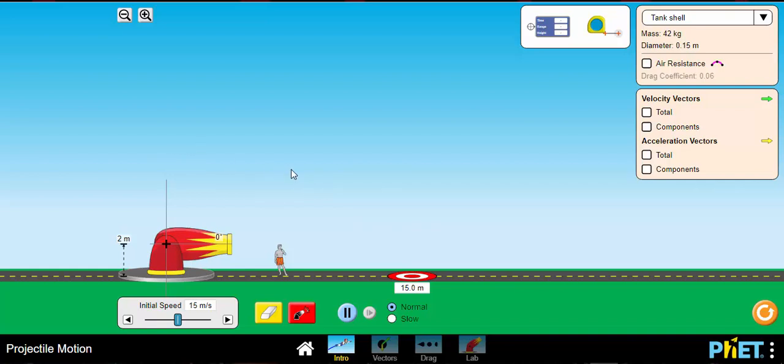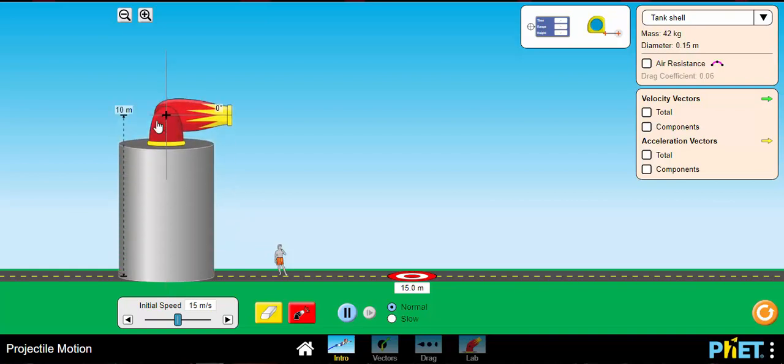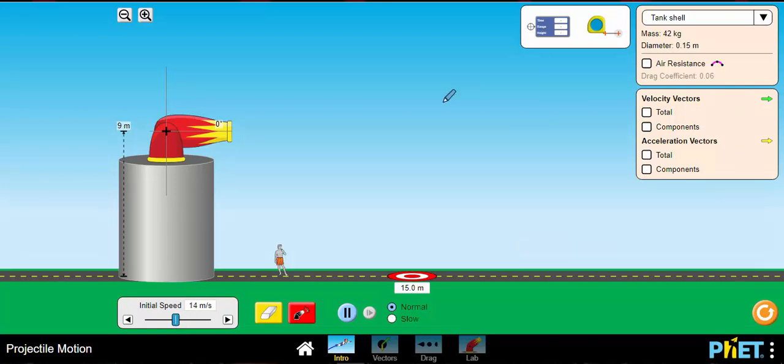So the first thing we want to do, if it's launched horizontally, our cannon or our launcher is at 0 degrees, so that's horizontal, and let's give it a height of 9 meters. Let's give it an initial speed, let's do 14 meters per second. The first thing that I want to do is measure my height. Well, that's 9 meters, so my height is 9 meters.